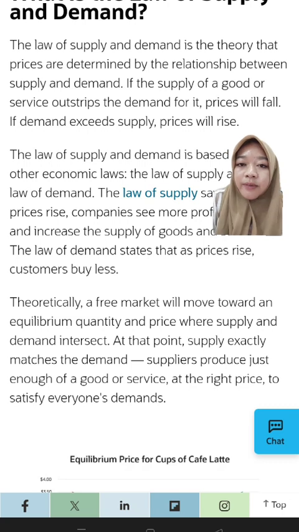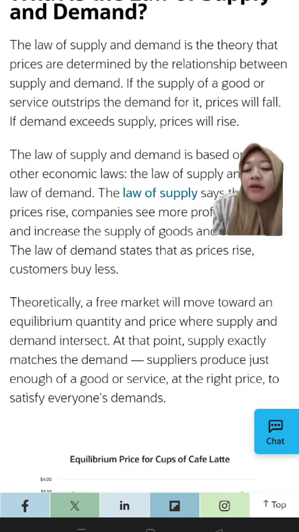I want to discuss supply and demand. The law of supply and demand is the theory that price is determined by the relationship between supply and demand. If the supply of a good or service outstrips the demand for it, price will fall. If demand exceeds supply, price will rise.